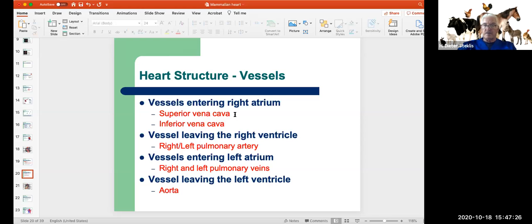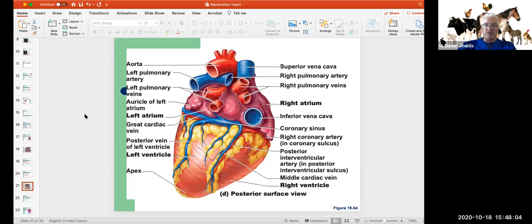You have these large vena cava, as they're called, that bring blood to the heart, one from the head and neck and the upper limbs, and the other from the rest of the body coming in from below, both of them coming into the right atrium. And then you have, as I've mentioned, the pulmonary artery that carries blood into the lungs. Coming back from the lungs, you have the big pulmonary veins. And then, of course, the aorta carries blood away from the left ventricle.